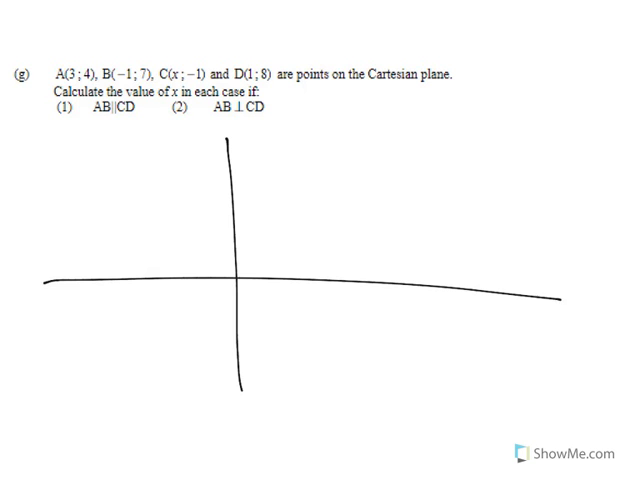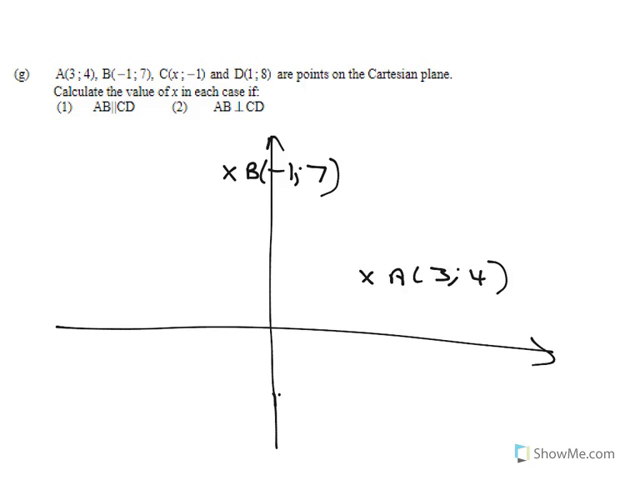So it's useful to plot. A is at 3 and 4. B is at minus 1 and 7, so somewhere up there. And then C, we don't really know where it is. D has coordinates 1 and 8. Okay, I need to redraw this. Right, and D is 1 and 8.